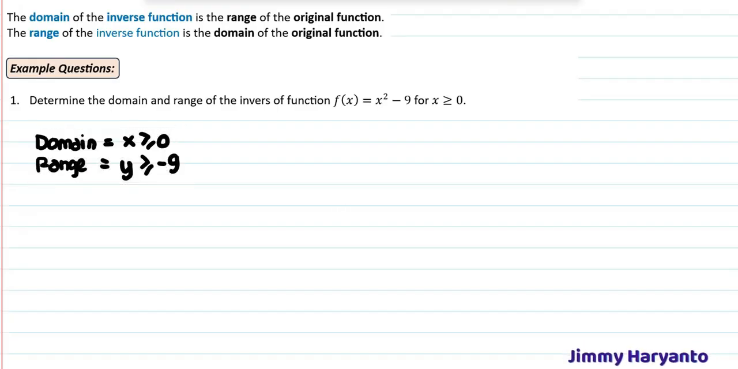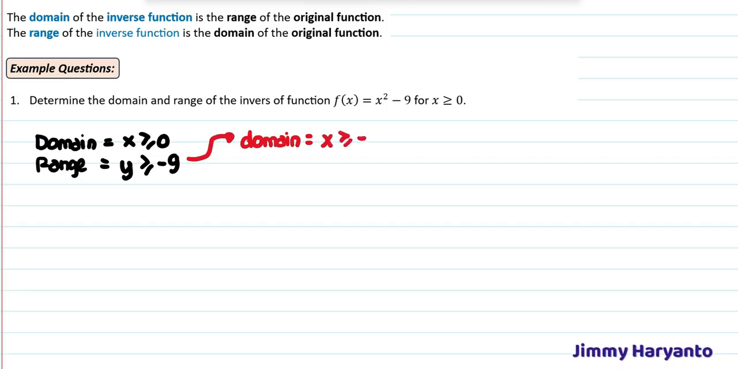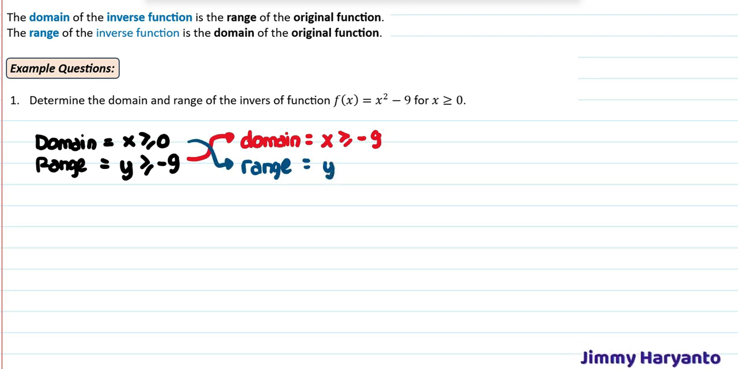And then the question wants you to find the domain and range of the inverse. So the domain of the inverse will be the range of f(x), but you have to write it properly because domain is x. That means x greater than or equal to -9. For the range of the inverse, it will be the domain of f(x). The f(x) said that the domain is x greater than 0. That means the range for this one will be y greater than or equal to 0. And this is how you find the domain and the range of the inverse function.